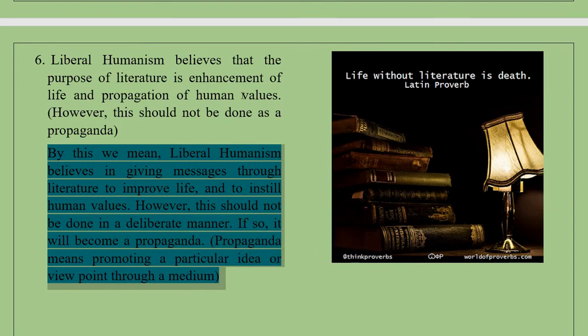So, as far as liberal humanism is concerned, they believe that purpose of literature should be enhancing of life, but it should not be done in a deliberate manner. It should not be done as a propaganda. So, here is a Latin quote: "Life without literature is death." This quote tells about the importance of literature in life. So, the purpose of literature is development or enhancement of life as per the liberal humanists.